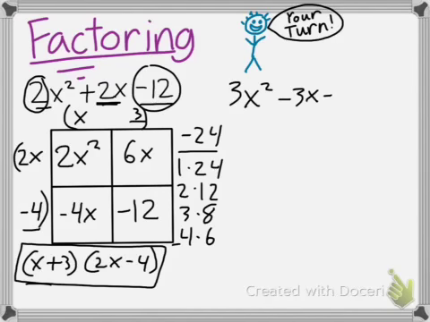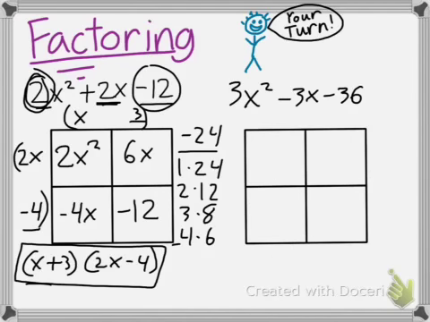So now it's your turn to try one out. Try out doing 3x squared minus 3x minus 36. See if you can figure it out. Remember, the first thing you have to do is put in the values that you know, which are 3x squared and negative 36. And then try and find, well, I'll stop and let you do it.